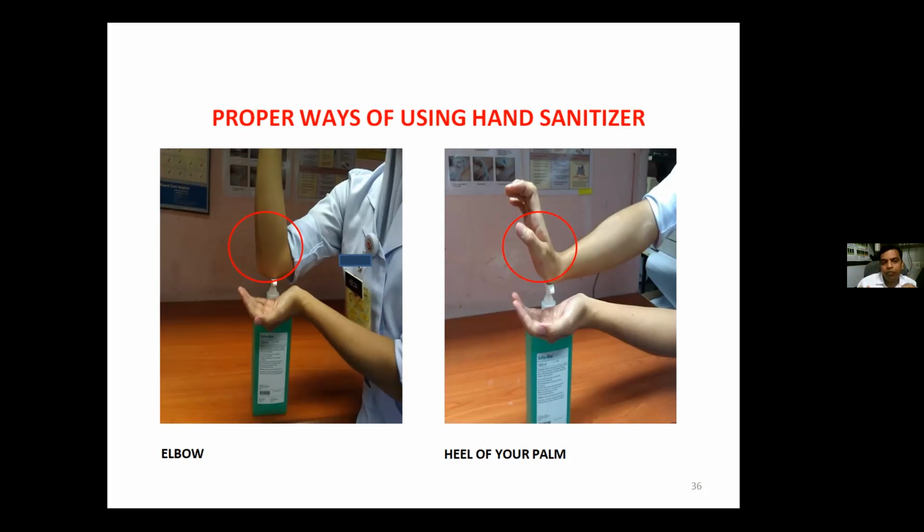So that is the prerequisite in a clinical area. Second, take a significant amount of hand rub or hand wash solution into the palms, such that it fills the cup of the palm. Then say about 3 to 5 ml of hand rub is used, either with the elbow or on the heel of your palm, as you see from the picture.